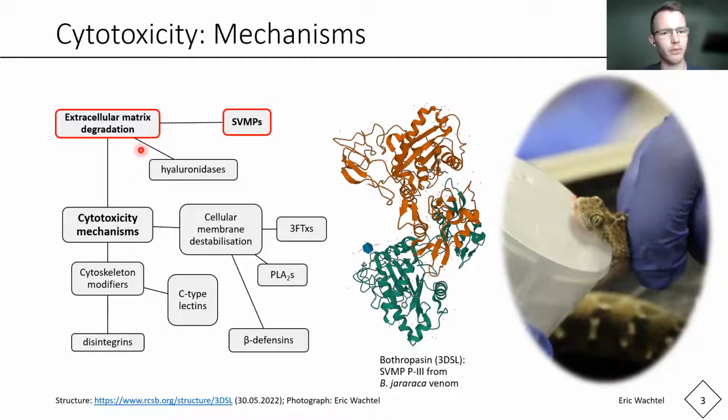And today we will focus on the extracellular matrix degradation, or for short, ECM degradation. This is caused by snake venom metalloproteases and hyaluronidases, with the SVMPs being of particular interest for us here. Here we have an example of a structure of an SVMP, in this case, bothropasin from Bothrops areata venom. This is a P3 SVMP and a dimer, as you can see. So these are fairly large proteins.